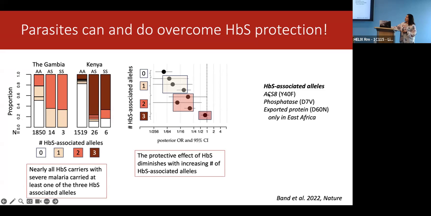And this suggests a way to summarize this: sickle cell is very protective against parasites that carry none of these alleles. It is essentially not protective against parasites that carry all 3 of these alleles. So somehow these parasites seem to be overcoming the protective effect of sickle cell.